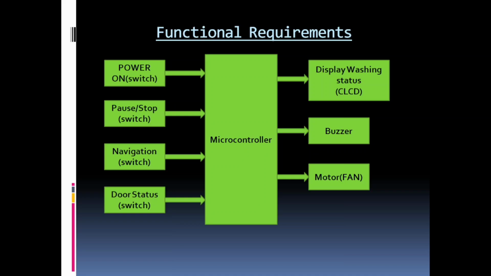For our project, the inputs are taken as switches like power on, pause or stop, navigation, and door status. Power on is used to give the power to the microcontroller. Pause or stop will tell the washing machine to work or to pause for some time. Navigation is also related to that. Door status checks whether the door is open or not. If the door is open, it alerts the user by using the buzzer.